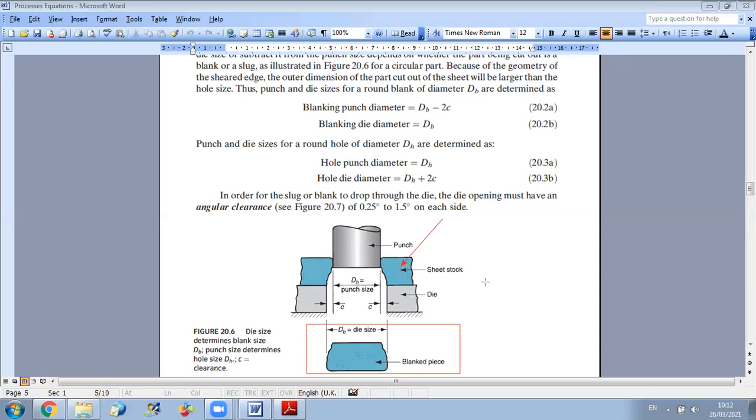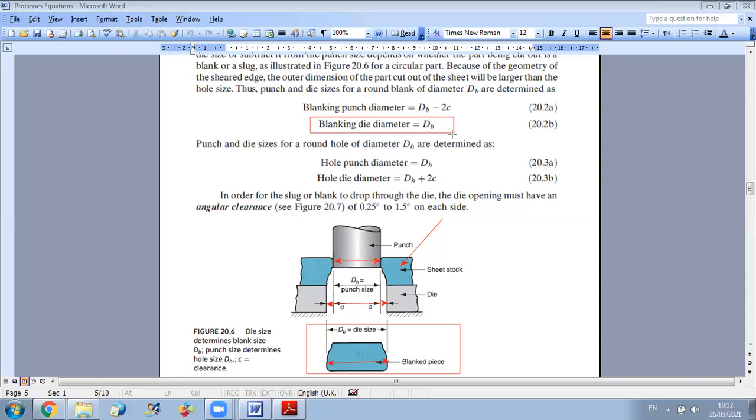If I have a blanking operation, the dimensions will be as follows. As you can see here, the blanked piece size is determined by the die size. This is why, when you have a blanking operation, we say that the size of the die is equal to the size of the final cut part. On the other hand, in case I have a punching operation, then the hole size will determine the size of the punch.